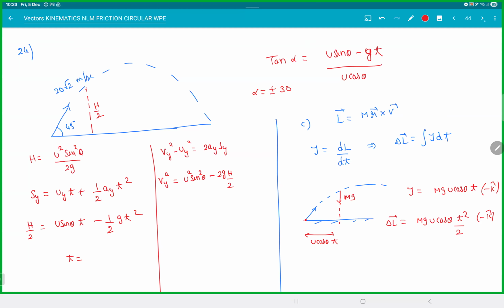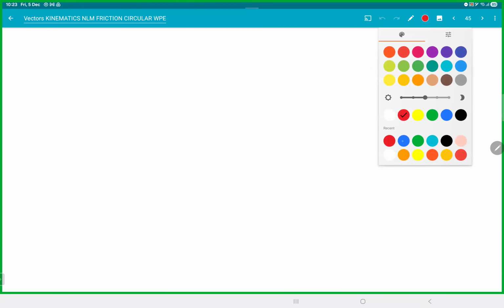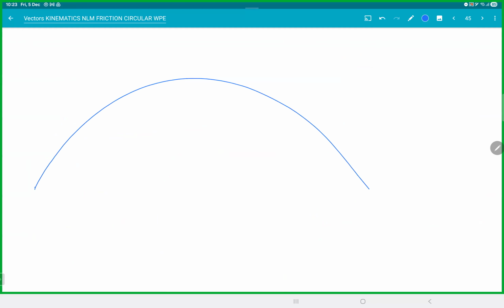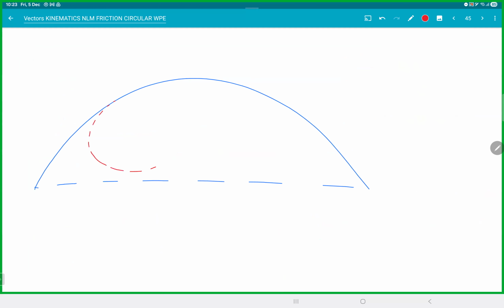And how to do the radius of curvature? When the particle is flying in air, hope you guys remember how to do radius of curvature. Don't mess with the velocity. Keep the velocity as it is. Resolve the acceleration. So the acceleration is g. Resolve this into two components. This angle is alpha. So this will be g cos alpha. The component perpendicular to velocity is the centripetal acceleration. This is g sin alpha. The component parallel to velocity is your tangential acceleration.